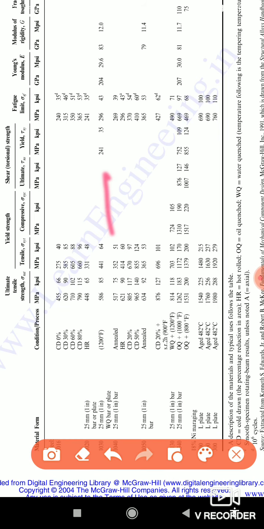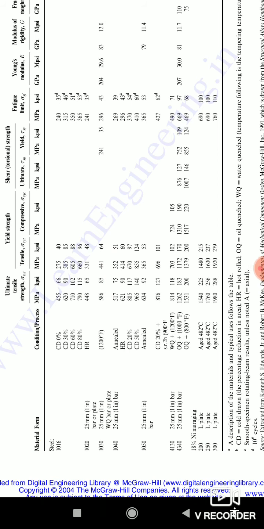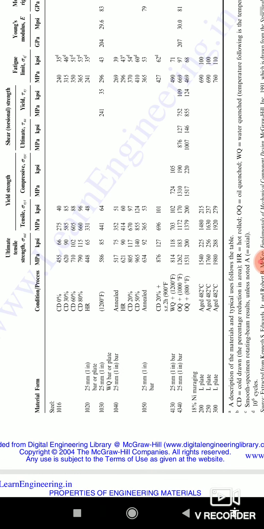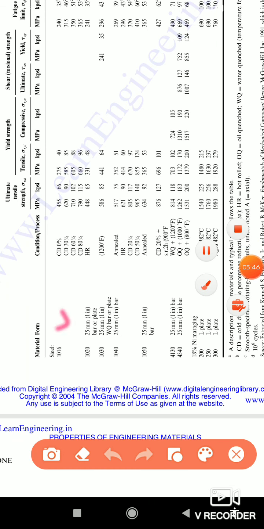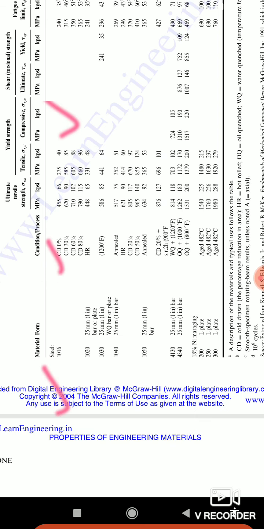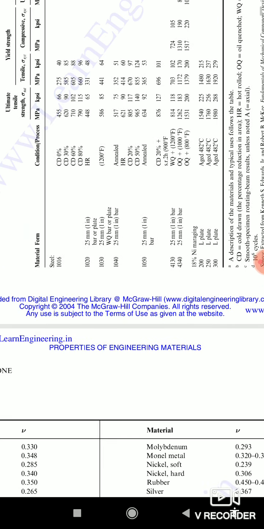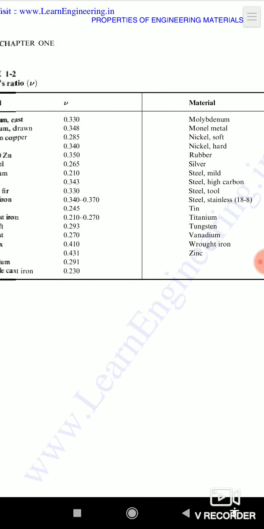Let us suppose one thing. This is the steel that we have gone through here, 1016. Let us suppose 1016 steel is given as the material, so you can easily get the tensile strength, which is 455. Similarly, the compressive strength is not mentioned, but the fatigue strength is given, that is 240 megapascal. So according to the type of requirement, you can extract various values from this design data book.